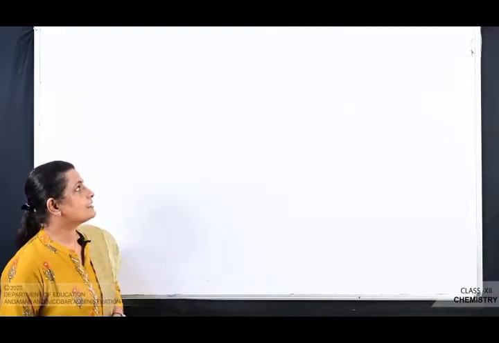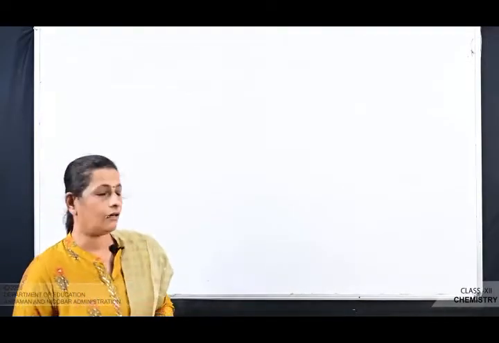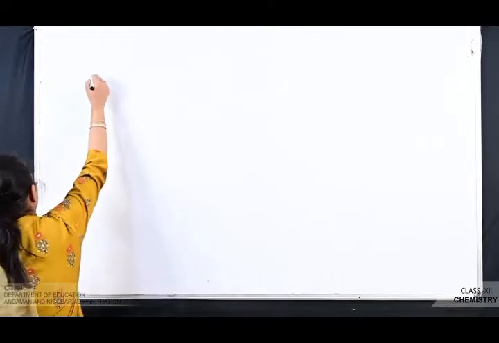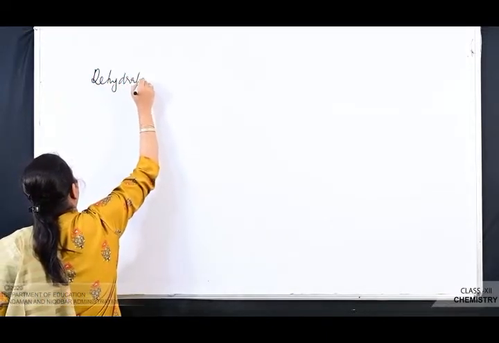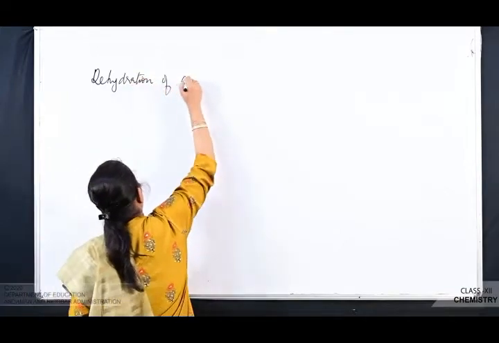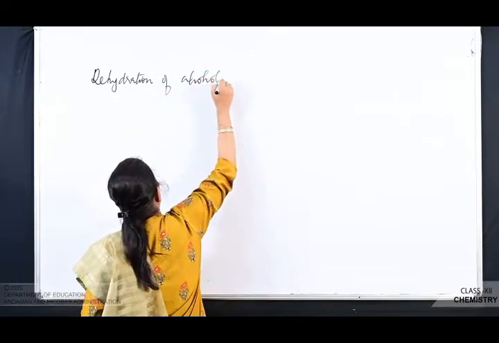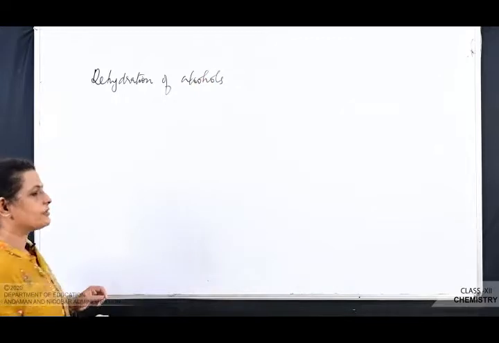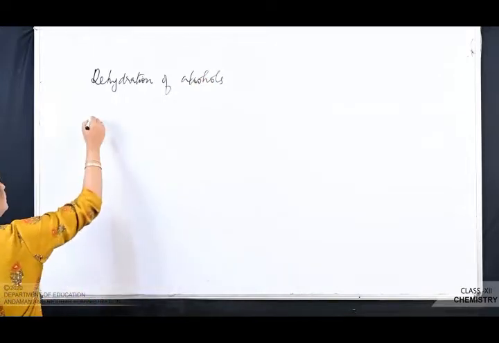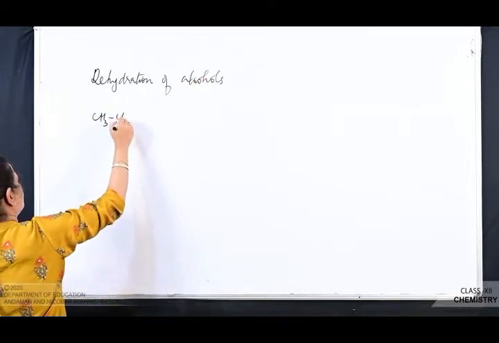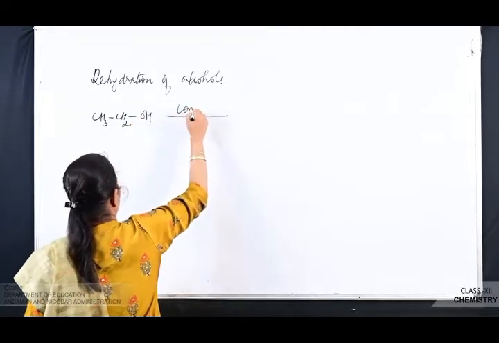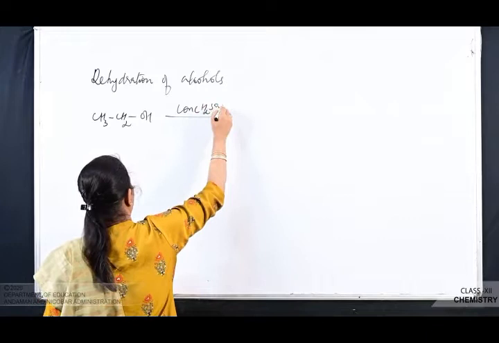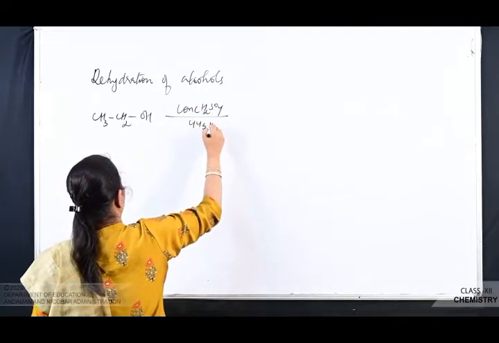Next property we will discuss is about dehydration of alcohols. Dehydration of alcohols means removal of water molecule. I'm going to write the reactions here. This is a primary alcohol. It's heated with concentrated sulfuric acid at 443 Kelvin.